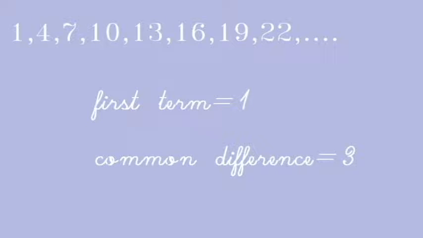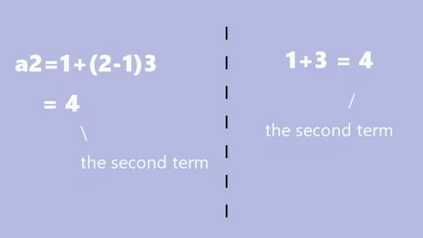For example, the sequence 1, 4, 7, 10, 13, 16, 19, 22, and so on. The first term is 1 and their common difference is 3. In order to get 4, we either use the formula or add the common difference to the first term. These two ways will help us to be able to determine the next terms.